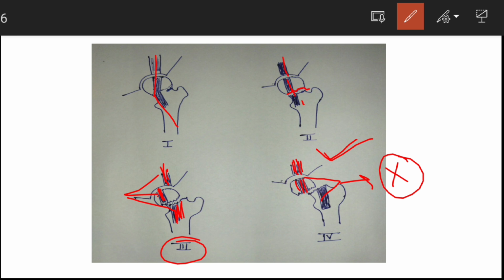In third stage, all three sets of the trabeculae which are present are out of alignment. They are not aligned properly. But in the fourth stage, you should remember that the trabecular alignment between the acetabulum and the head of the femur is present, but the trabecular alignment between the head of the femur and the neck of the femur is not there. It is out of alignment.